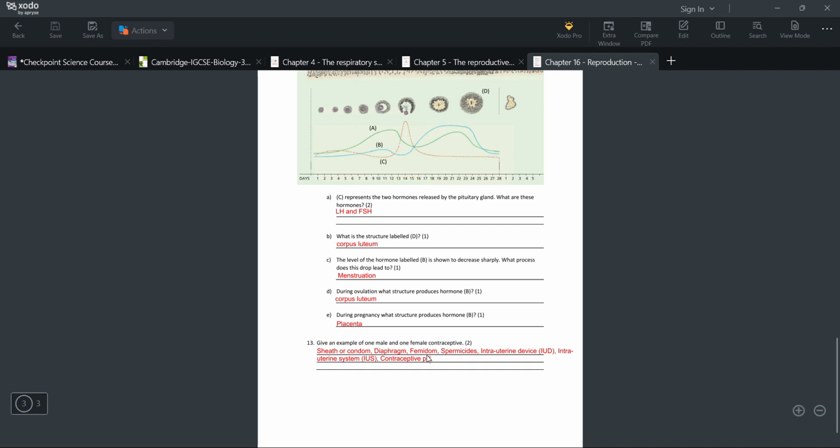Then, examples of male or female contraceptives. You've got your condom, your diaphragm, the female condom, your femidom, your spermicides, lots of different contraceptives. I haven't even listed all of the ones that were listed in your book here, but as long as you're able to name 2 of them, I am happy with that.